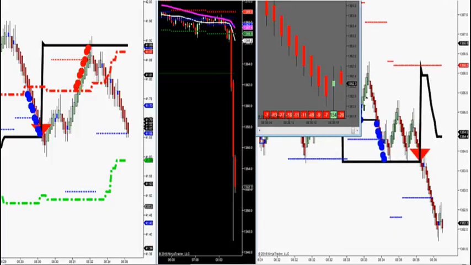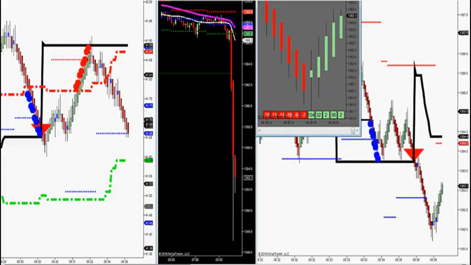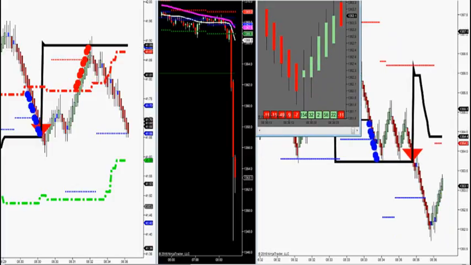Gold is cranking it. All right, another gold one there. Okay, so there we go.